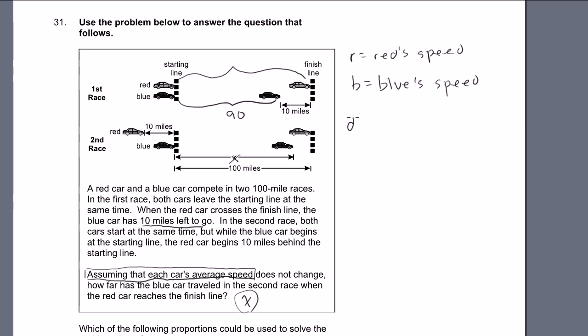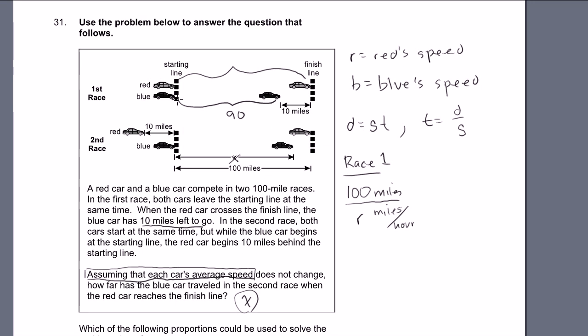So, if we know that distance is equal to speed times time, or rate times time, I'll use speed just because I already used r. That also tells us that time is equal to distance divided by speed. So in race 1, the time that the red car took to finish the 100 miles is 100 miles divided by r miles per hour. Notice the units cancel out properly. If you divide miles by miles per hour, you're left just with hours. So this is the time it takes for the first car to finish the race.